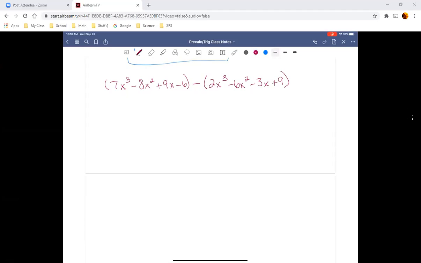So let's see if we can do it all mentally in our head, without writing down all the other steps or putting in the pluses or minuses. See how we do. How many x to the thirds do we have? 5. How many x squareds do we have? Yeah, -2. Good job. How many x's? How many? 12? Yep. Good job. And how many whole numbers? -15.